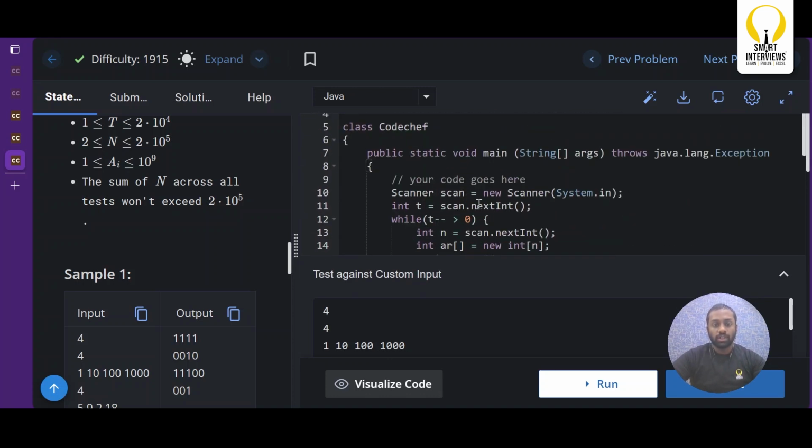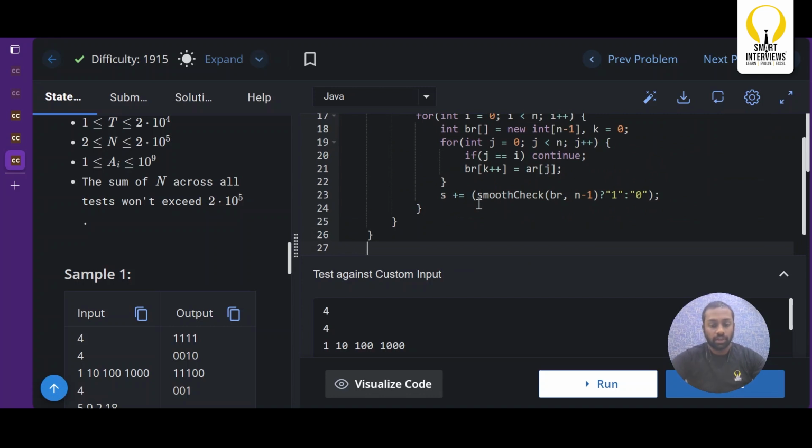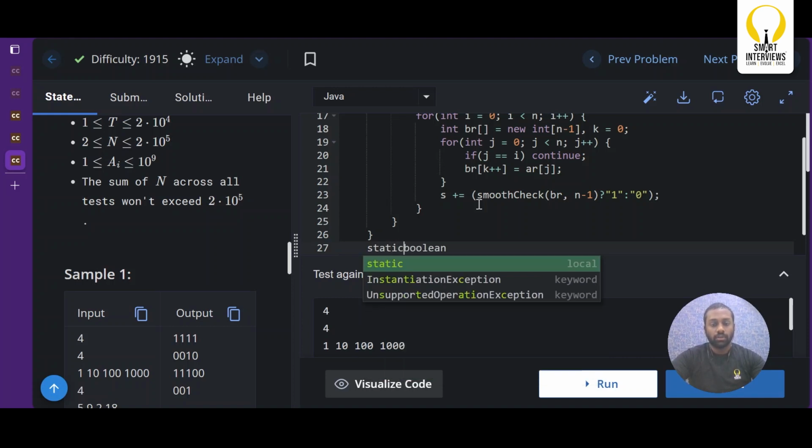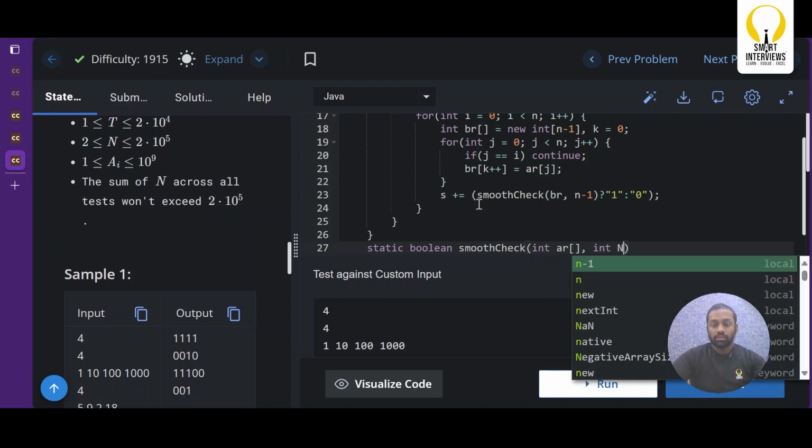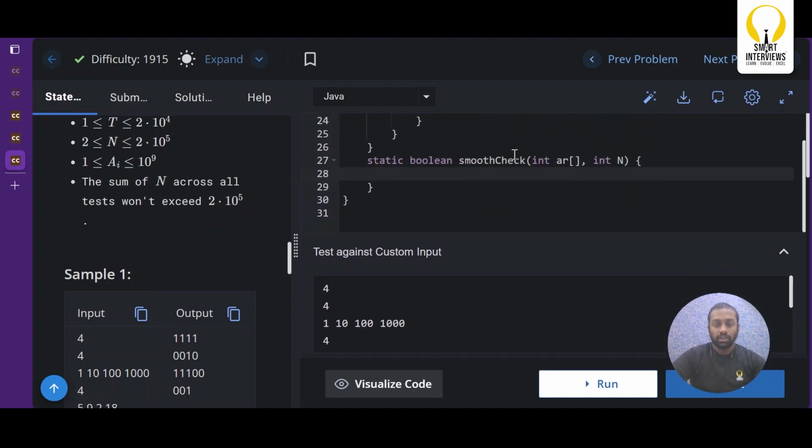The smooth check function will take the array and the size of the array and return boolean. So boolean, and I need to have it as a static function as well. Smooth check, int array, it takes an array and the size of the array, and it does the smooth checking operation. Now what do I mean by smooth checking operation? I need to check if it is strictly increasing, and I need to get the difference array. So let's take the difference array.